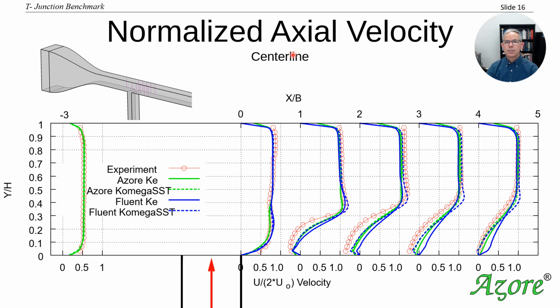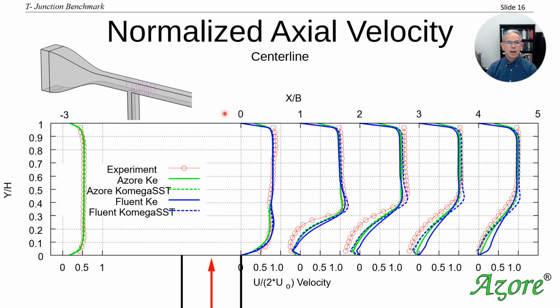So for the first bit of data we're going to look at the normalized axial velocity. That's the velocity that is traveling kind of horizontally in the duct right here. And if you remember previously, we had this reference velocity U0, and we will use that to normalize the velocity component along here. Basically we're going to take the local velocity at a particular location and divide it by 2 times this U0 velocity, and that should give us a value somewhere between 0 and 1 that we can compare to, and the experimental data was gathered and presented in that way too.